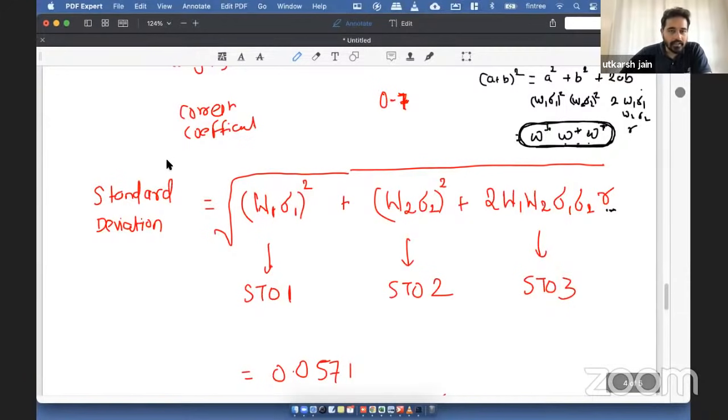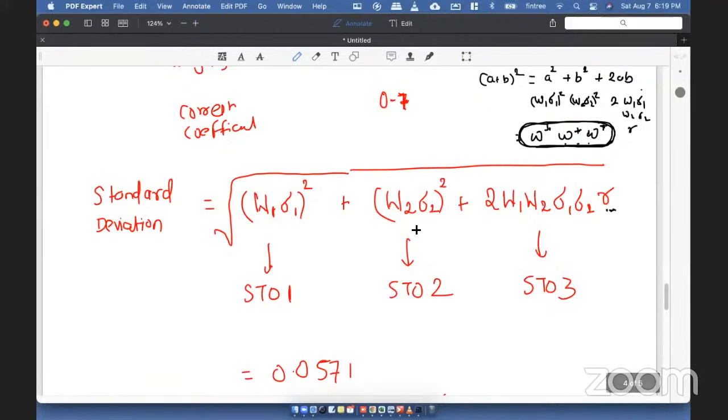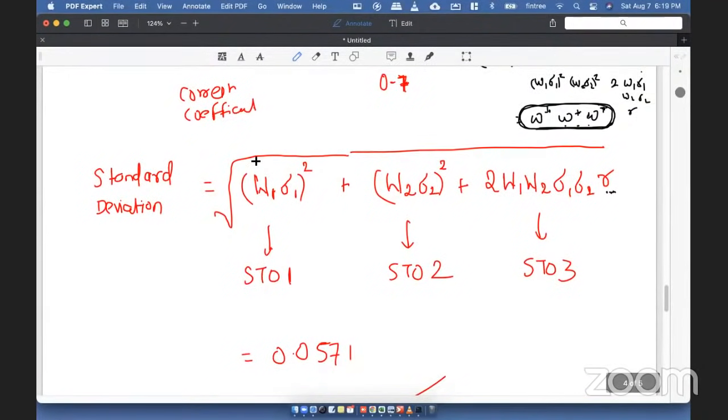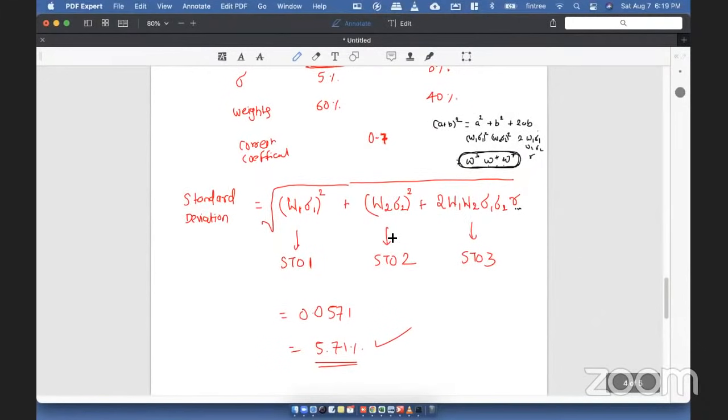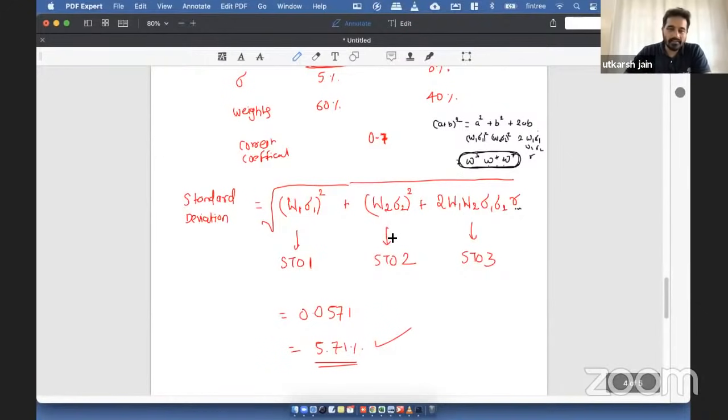Okay, Aneet. Yeah, hi, sir. Hi. So if in my portfolio I'm having highly negatively correlated assets, can I say that my portfolio is not performing well? Not necessarily.